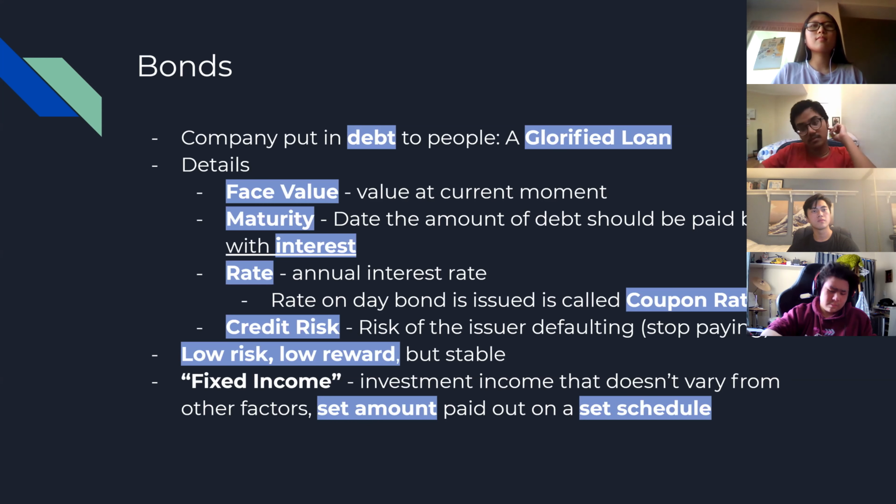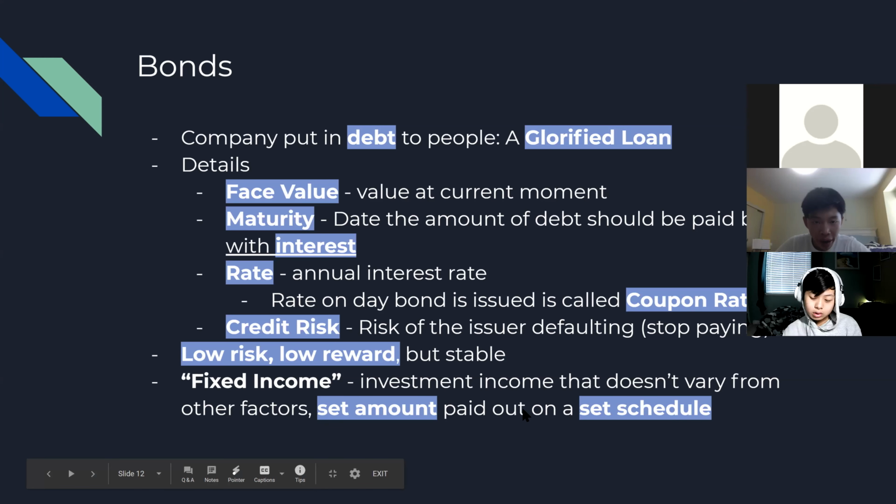The maturity of a bond is the date the amount of debt should be paid back with all of the interest included. And of course, rate is just the annual interest rate. And the interest rate on the day that the bond is issued is known as coupon rate. That's something to keep in mind.